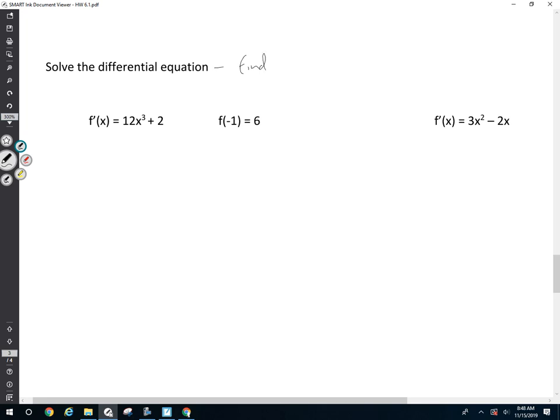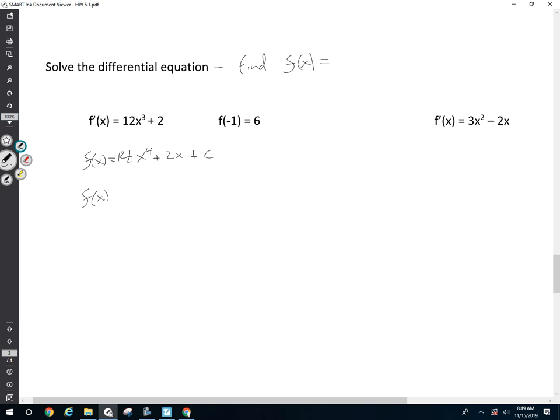Find the original function and what it's equal to. Find the equation. And we're given information. We're given a point. We're given the derivative. So let's do it. Let's first take the antiderivative. F prime's antiderivative would be f. I'm going to add 1, multiply by the reciprocal. So I got 12 times 1/4. I got 2x. And then, yeah, I can't forget this plus c.